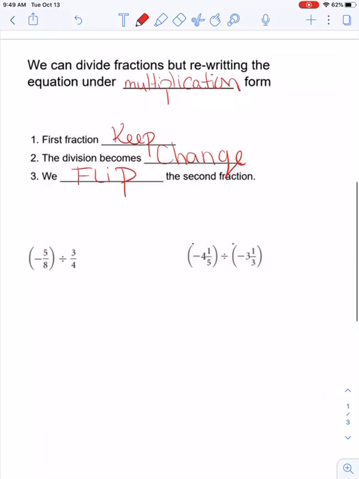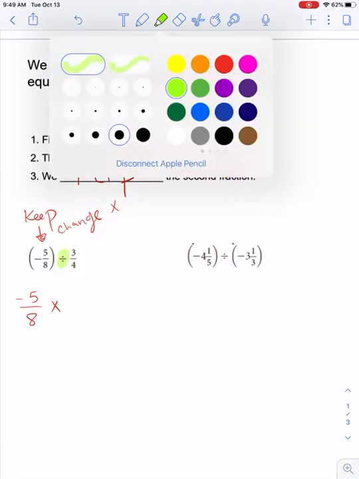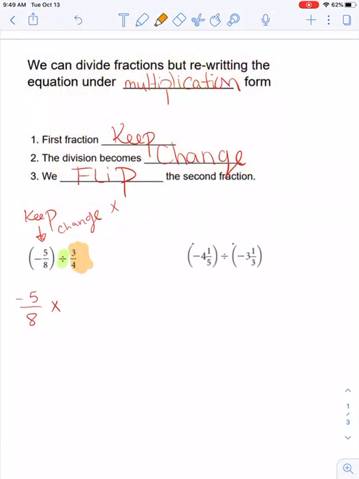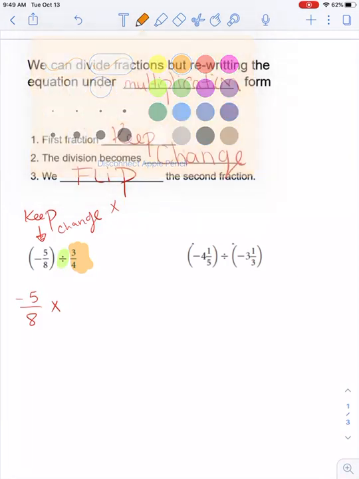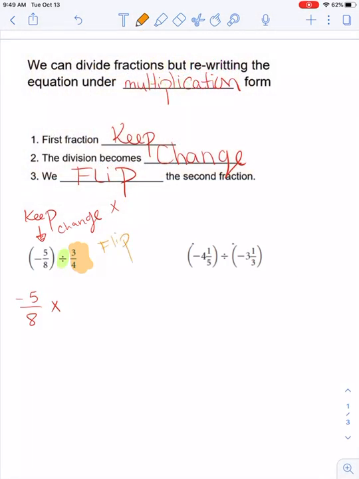So example number 1, if I have negative 5 over 8 divided by 3 over 4. The first fraction, I keep the exact same, so I'm going to rewrite it, negative 5 over 8. My division, I'm going to change, so I'm changing it to a multiplication. And the second fraction, I'm going to flip it. That means the denominator becomes the numerator, and the numerator becomes the denominator. So we're flipping it upside down.